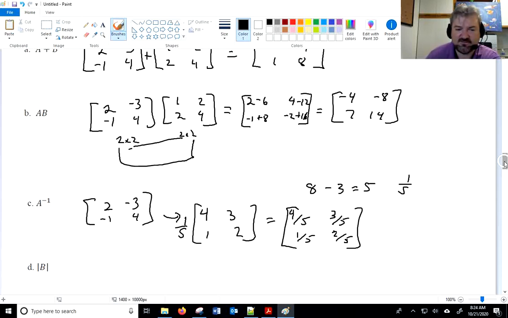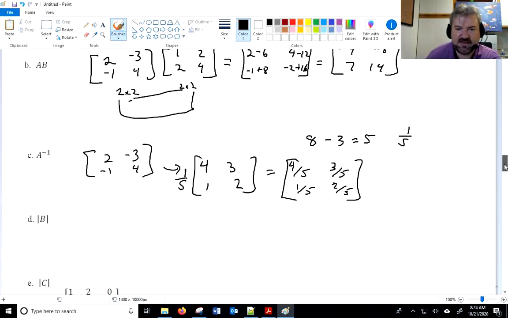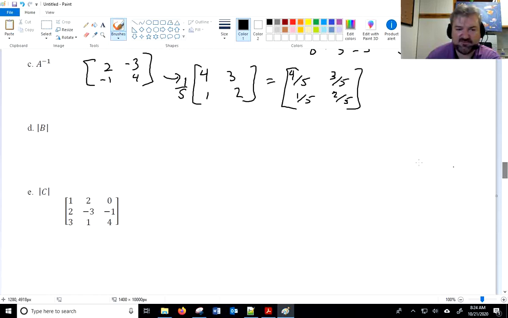All right. That is asking for the determinant of B, 1, 2, 2, 4. The vertical lines denote the determinant. So multiply there, subtract, and multiply there. 0. So it's a singular matrix.